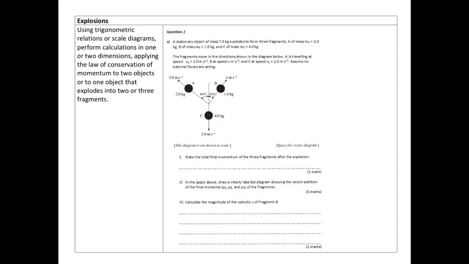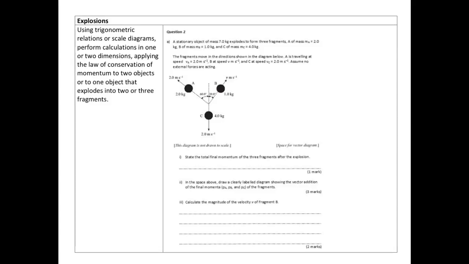So we've got here a stationary object of mass 7 kilograms explodes to form 3 fragments: A, which has a mass of 2 kilograms, B, which has a mass of 1 kilogram, and C, which has a mass of 4 kilograms. The fragments move in the direction shown in the diagram below. A is travelling at a speed of 2 meters per second, B at a speed of V, that's going to be our unknown later on, and C at 2 meters per second. Assume no external forces are acting.